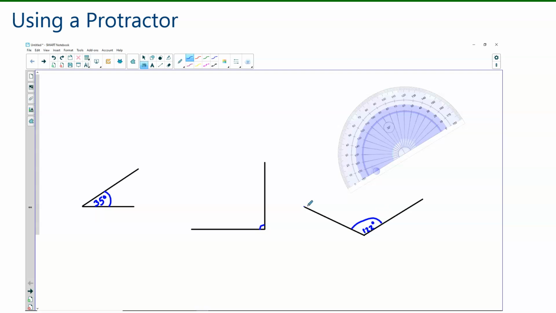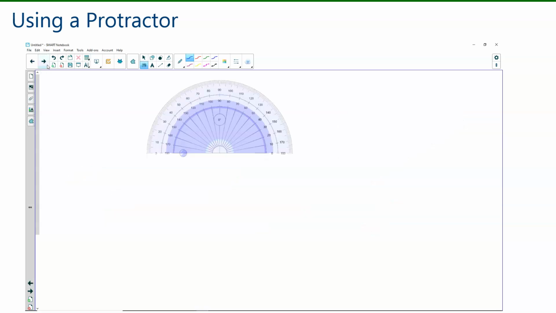Now here we have drawn three different types of angles. We have drawn an acute angle, meaning that's less than 90. We have drawn a right angle, because it equals 90 degrees. And we have drawn an obtuse angle as well, because that is greater than 90. I want to look at one more type of angle, which is called a reflex angle. A reflex angle is greater than 180 degrees.